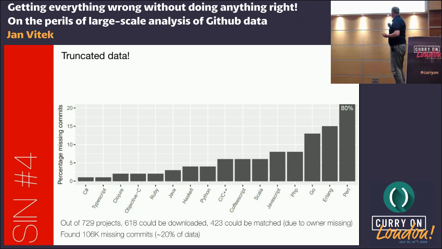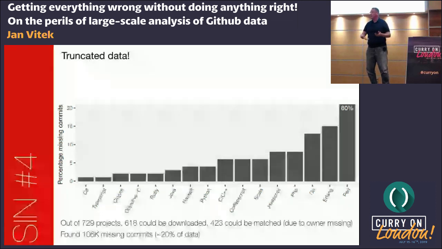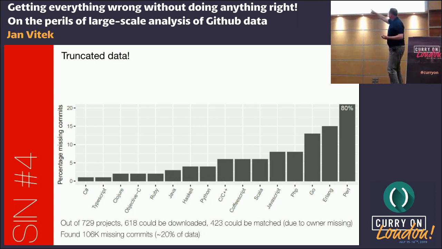Out of those 618, we could only match unambiguously 400 of them. That means there were lots of projects with the same name and different owners, and we didn't know which one they had used. So we had 400 projects and we found that 100,000 commits were just missing in the data they used. So 20% of the real world data wasn't used. This axis is the percentage of missing commits. For most languages, it's small, but if you go all the way to Perl, 80% of the Perl data was missing. So you have a language and you've thrown away 80% of the commits, and you're comparing that with other languages. Did we throw away commits randomly? We don't know. They're just not there. They should be.